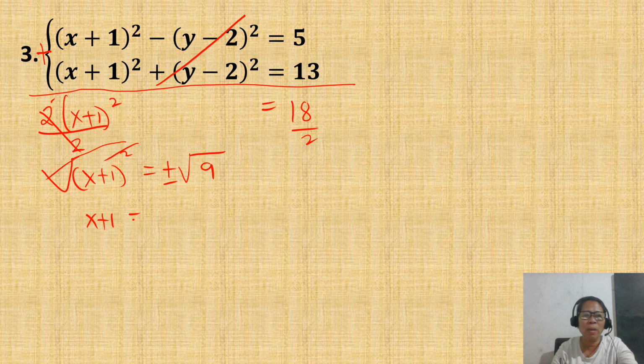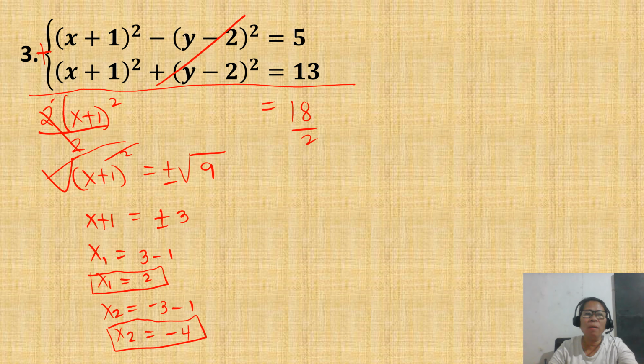So x plus 1 is equal to the square root of 9, which is positive and negative 3. So getting the first root, we have to use the positive 3 first, then transpose the positive 1, that becomes negative 1. So our first root will be 2, or our first value of x is 2. Then the second value will be the negative 3 and then the minus 1. So our second value of x will be negative 4.